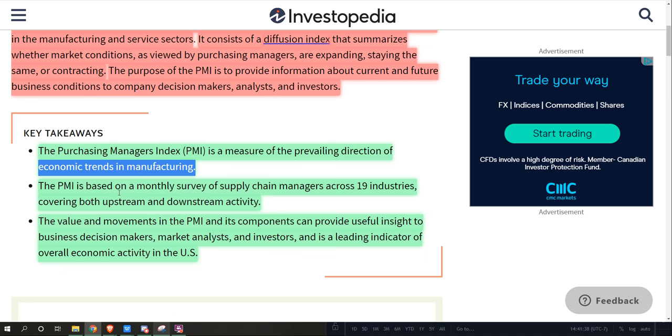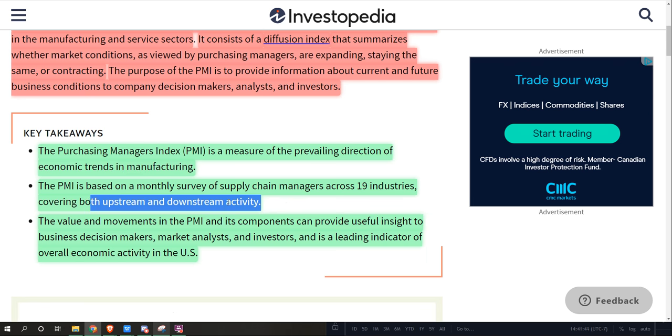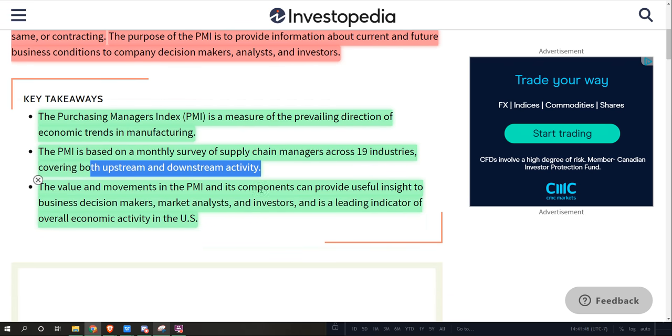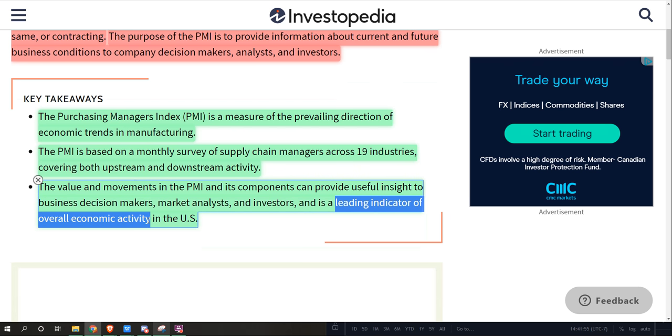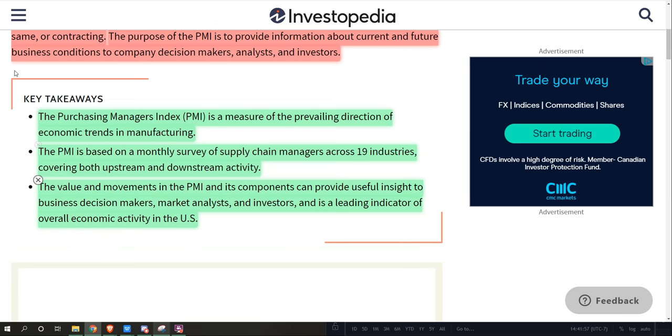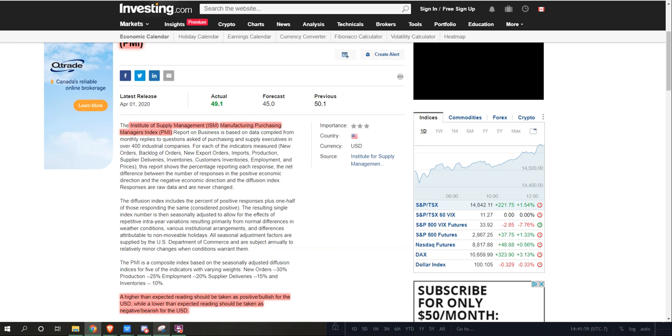The PMI is based on a monthly survey of supply chain managers across 19 industries covering both upstream and downstream activity. The value movements of the PMI and its components can provide useful insights to business decision makers, market analysts, and investors, and it is a leading indicator of overall economic activity in the United States. So this number is going to be an important one.